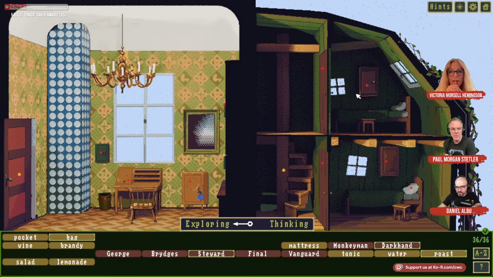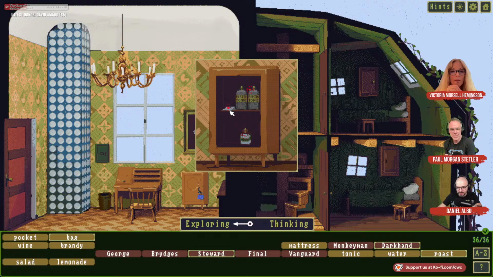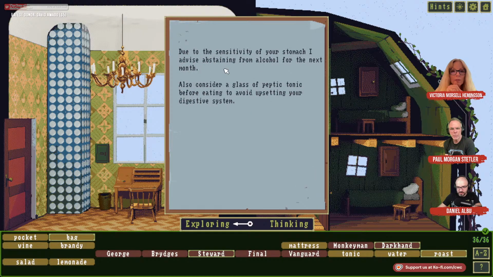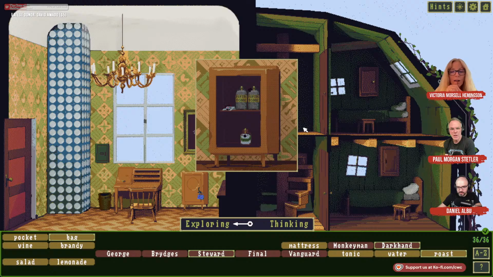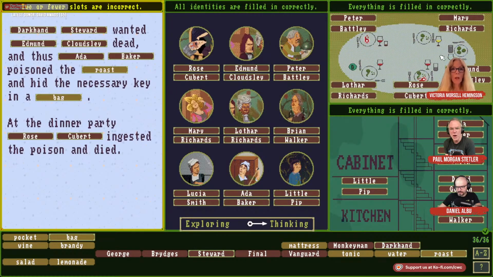He was supposed to eat something other than roast. Wait, he was supposed to eat roast, but he got this note from his doctor. Oh no, but that's to stay away from alcohol. So then he didn't drink alcohol. So it should be wine instead of roast. Yeah, he had wine. Rose had tonic, and Edmund had tonic. They both had tonic. Yeah, yeah, do tonic.